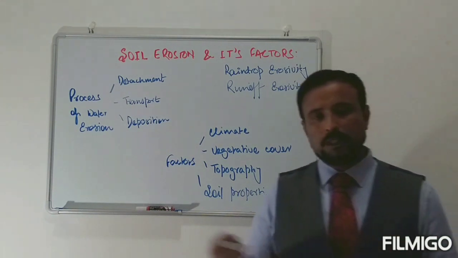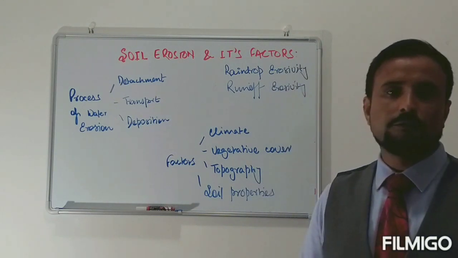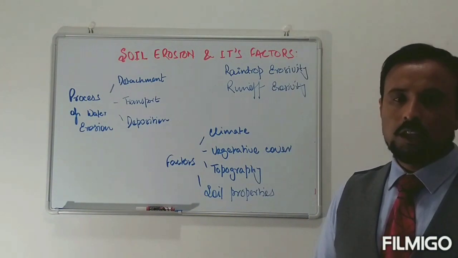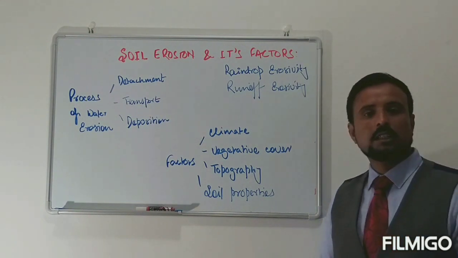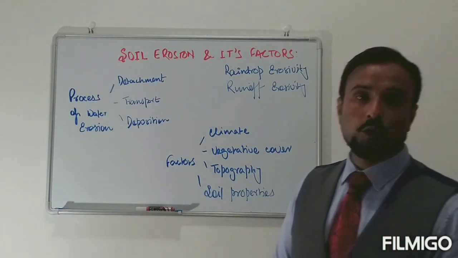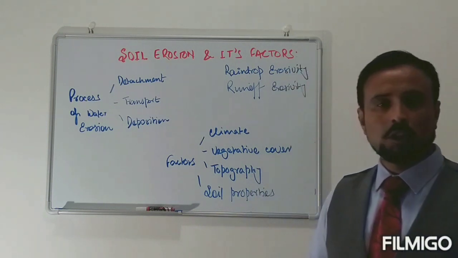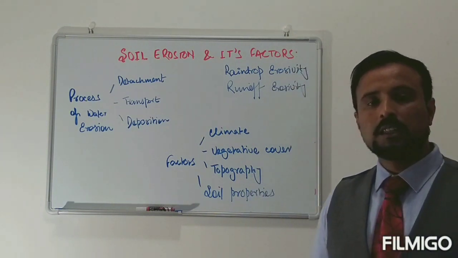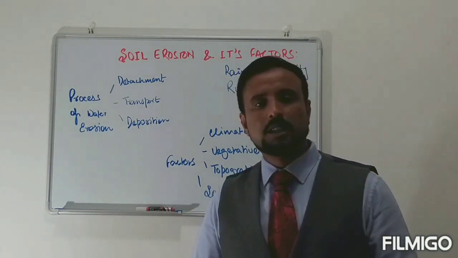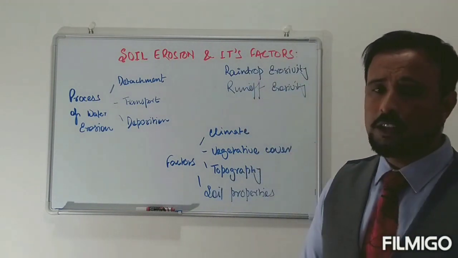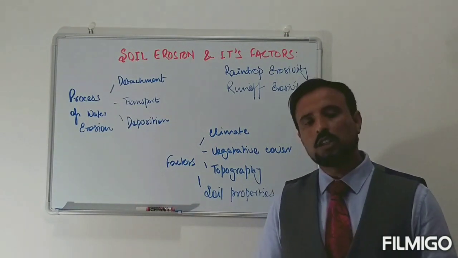Apart from that, I discussed in the last lecture the types of soil erosion. What are the drivers of soil erosion? I told you there are three major factors: one of them is water, one of them is wind, and the third is gravity. So in this lecture, I will be discussing the first of the types of erosion, that is called water erosion.